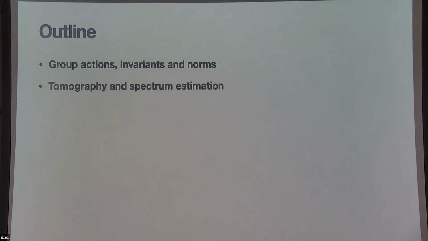So the outline is I'm going to talk about some relationships between group actions, invariant polynomials, and norm minimization. And I'm going to talk about how it's related to these kind of estimation problems in quantum information theory. And then I'll talk a little bit about this kind of famous problem. But don't get too excited. I don't know how to solve this problem, but it just seems related. And I'll give a little bit about proofs and then some open stuff.